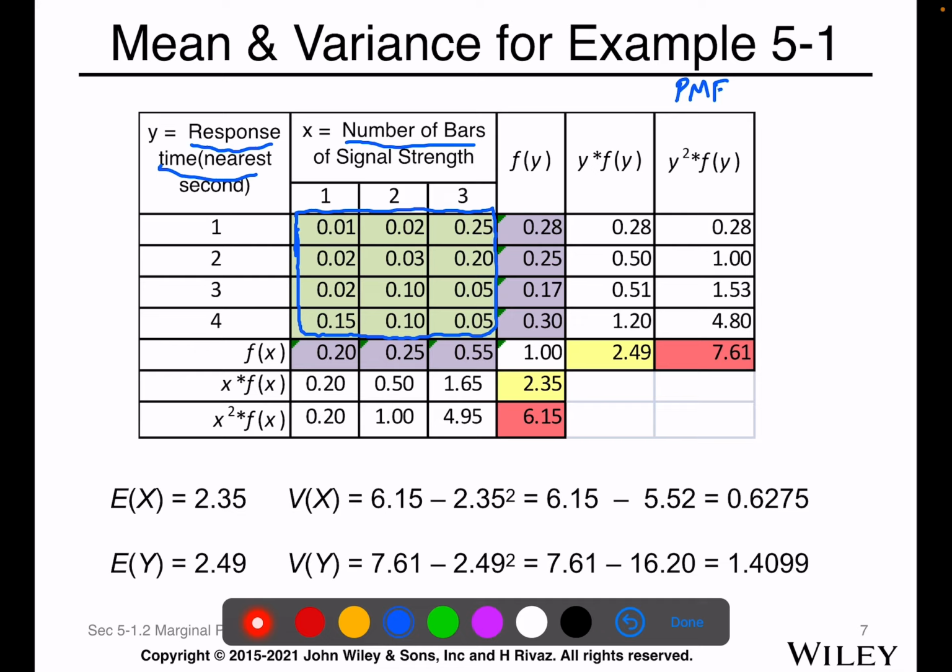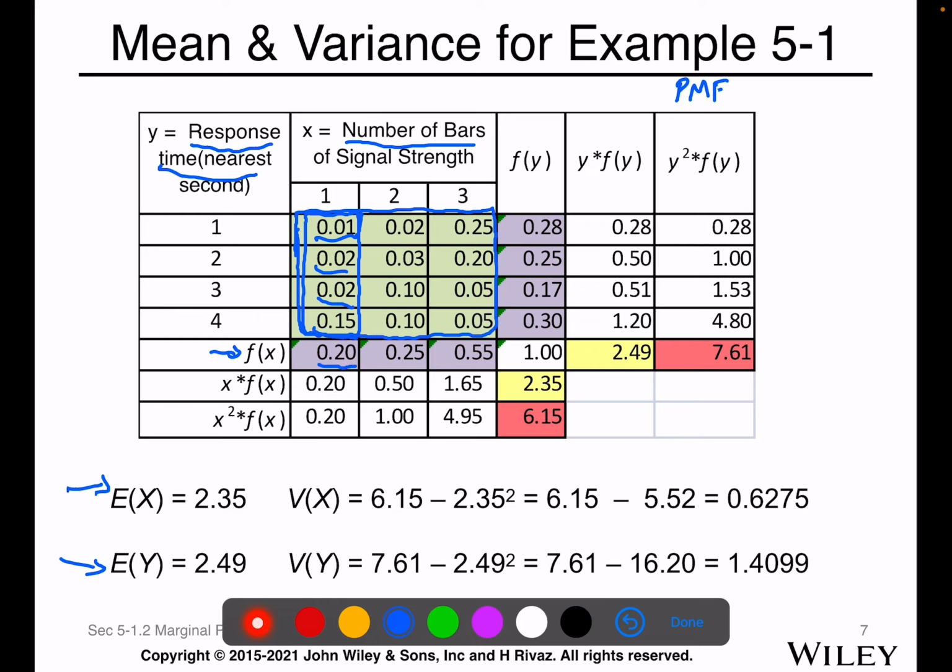So let's say we want to calculate e of x and e of y. The first thing we have to do is calculate the marginal distribution of x, f of x. To calculate f of x, remember all we have to do is add up these four numbers: 0.001 plus 0.002 plus 0.002 plus 0.15. If we add those four numbers up, we get 0.2.